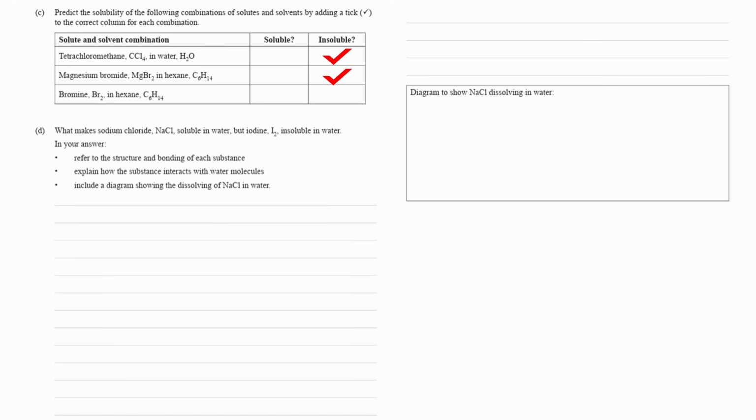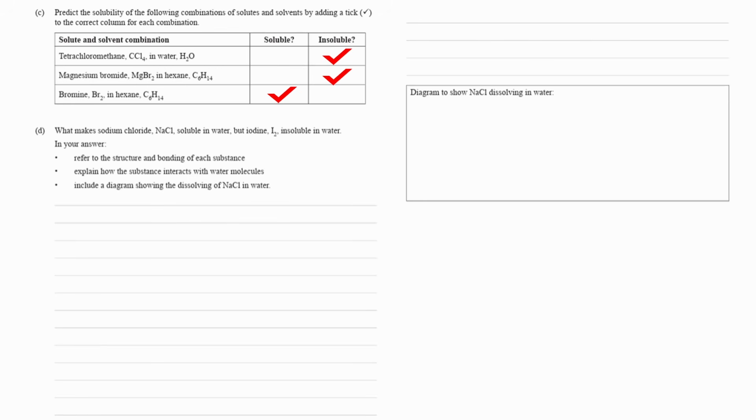Now, bromine is a non-polar molecule, right? Because you've got 2 identical atoms and they share their electrons evenly, so they don't produce a bond dipole. You have a non-polar molecule in a non-polar solvent, so it is soluble. And if you put bromine in hexane, you've seen it, it dissolves and produces a nice sweet purple color.